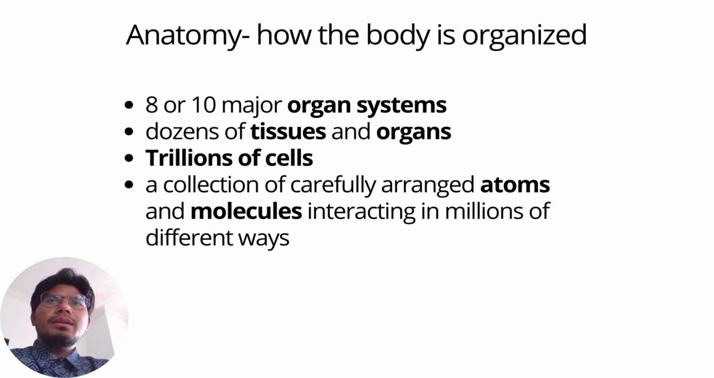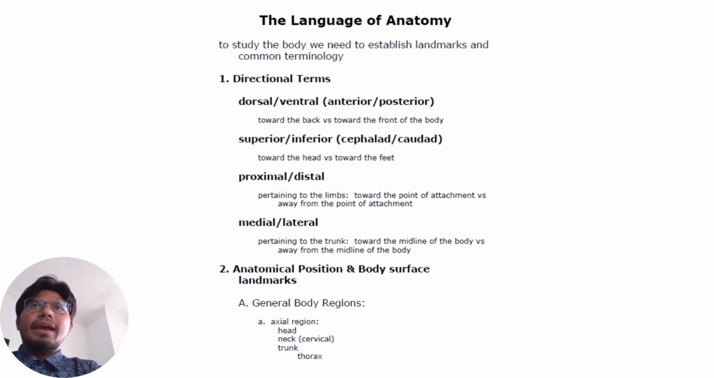So in the human body there are 8 to 10 systems that can be explained in terms of anatomy and physiology. In studying anatomy, we need to have a single language so that people can understand when we explain or when we find a new finding in our research. Okay, so the language of anatomy can be divided into 4 parts. Number one, directional terms. Number two, anatomical position and body surface. And third, body planes and section. And the last one is body cavities.